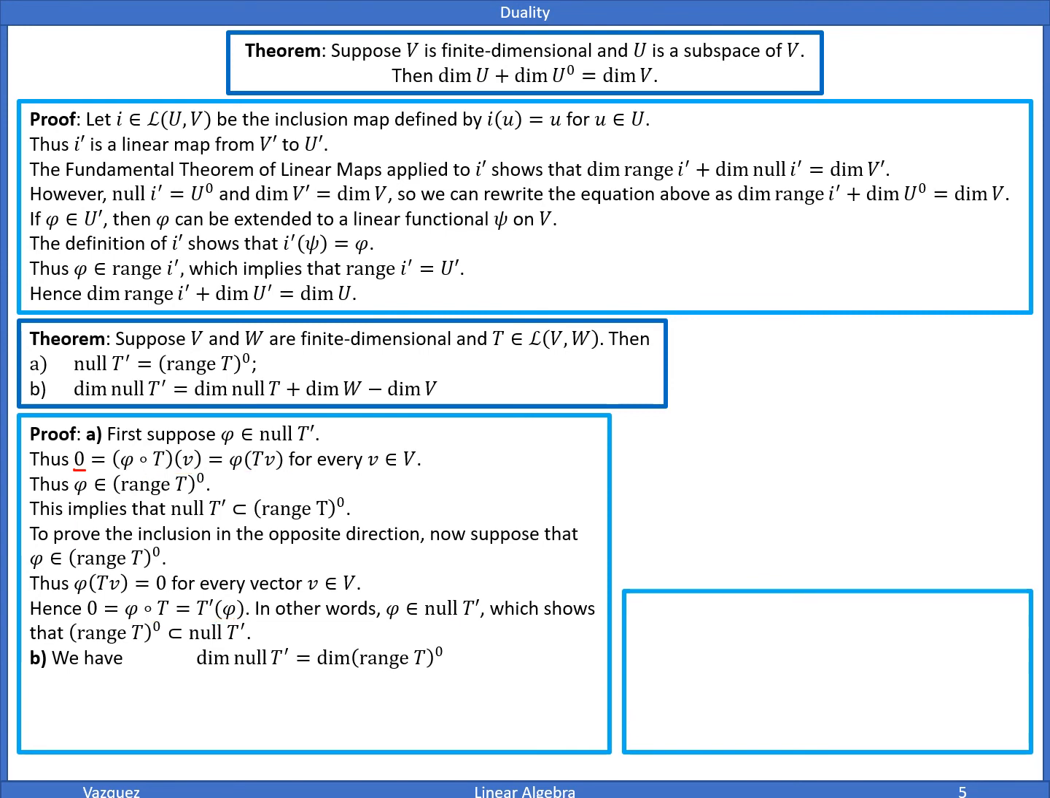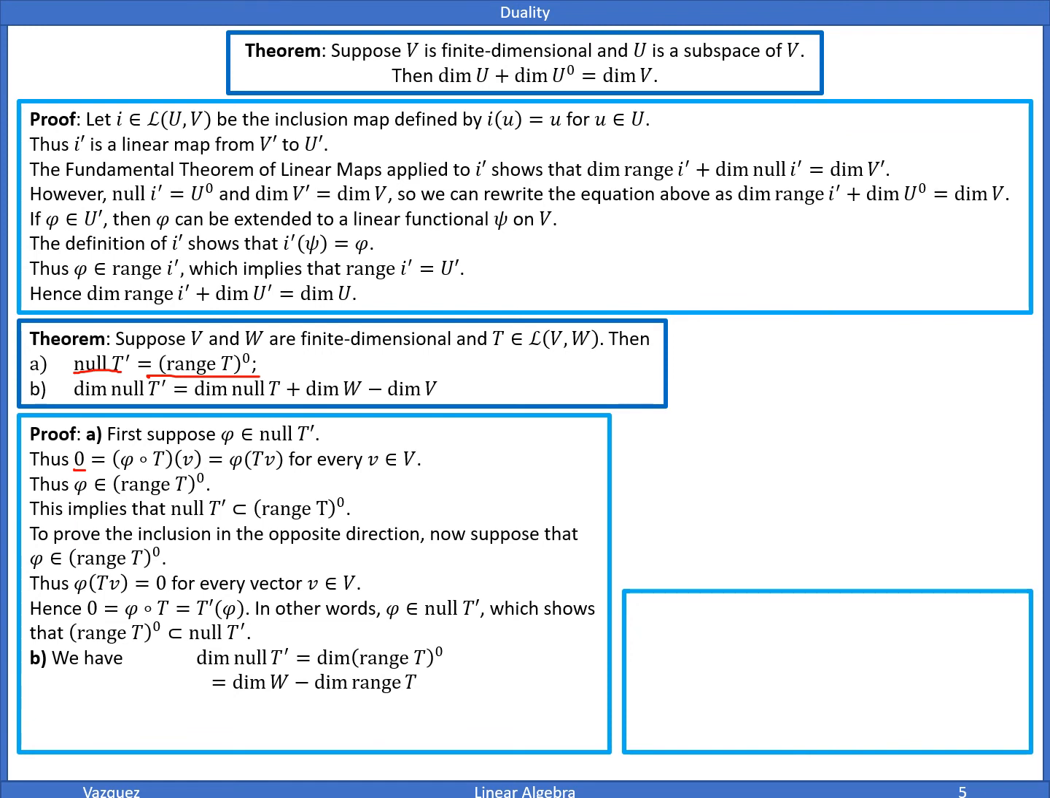The second theorem, or part B: the dimension of the null space of T prime is equal to the dimension of the annihilator of the range of T. Now, why is that? Well, look at the theorem above, or part A. We're showing that these two things are equal, so their dimensions should be equal. Now, what's next?